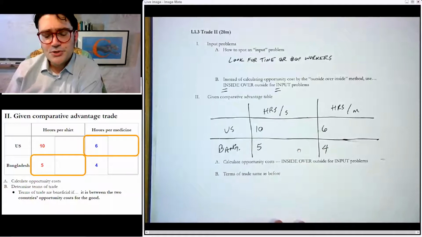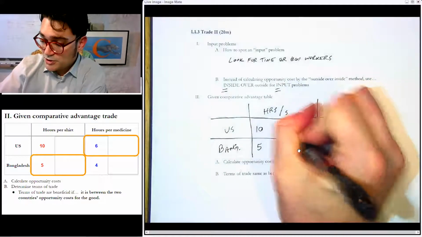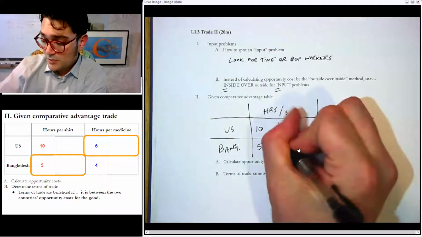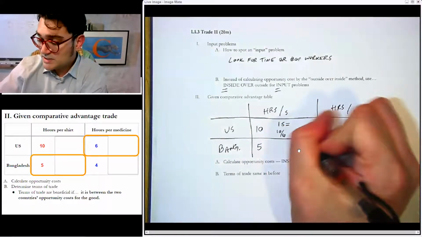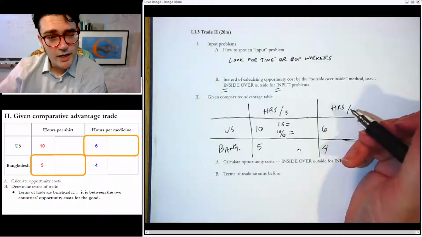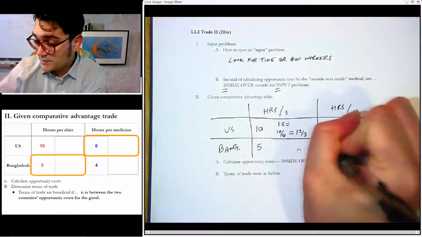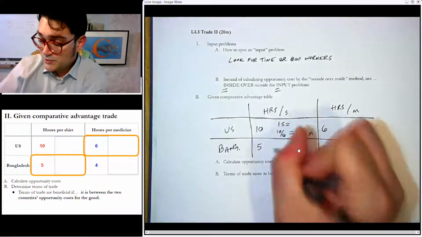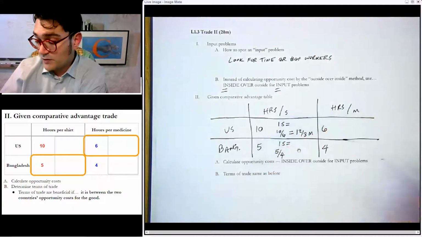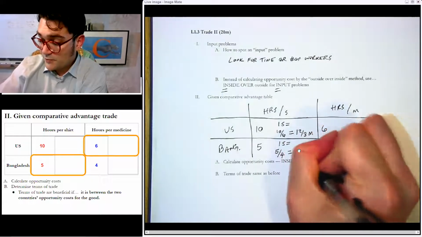So we're going to calculate the opportunity costs, but now we use the inside number over. One shirt is equal to the inside number, in this case 10 over 6. Now, 10 over 6 is 1 4/6, and you're supposed to correct me if I'm wrong. So 1 4/6 is 1 2/3 of a medicine. Now we'll do the Bangladeshi side. One shirt is the inside number, 5, over 4, the outside number. So 5 over 4 is 1 1/4 of a medicine.